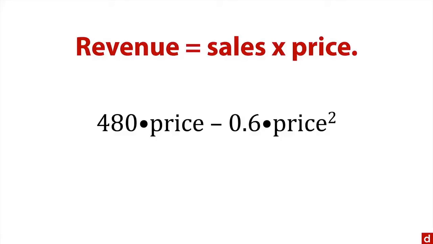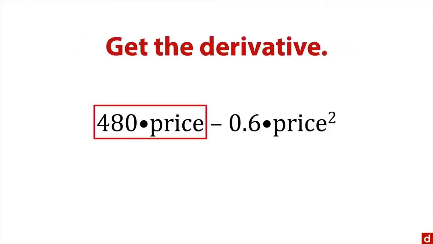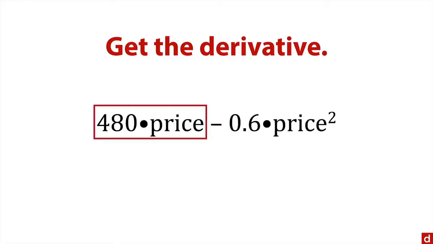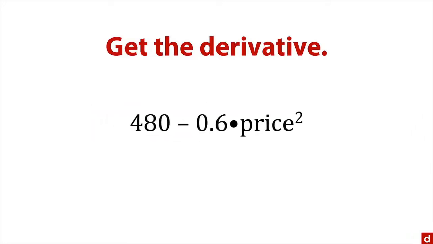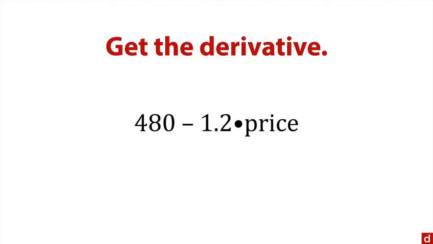Okay, that's a lot of stuff going on there. What we're going to do now is get the derivative. That's the calculus that we talked about. The derivative of 480 in the price, where price is sort of the x, is simply 480. And the minus 0.6 times the square of the price is very similar to the thing we did with the curve. What we end up with is 0.6 times 2, which is 1.2 times the price. This is the derivative of the original equation.